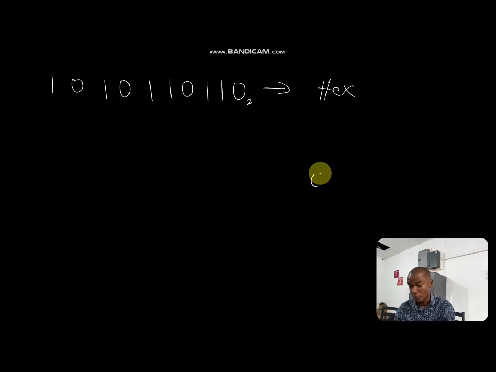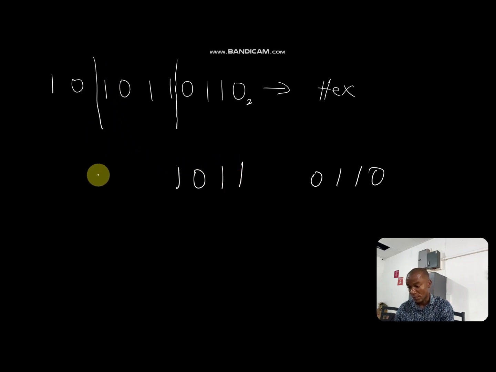So 0 1 1 0. So this is my first group. Then my second group will be 1 2 3 4. So which is 1 0 1 1. Then my last group will be 1 0, and this is in 2 bits. We need 4 bits, so we add 2 zeros from behind so that we get our 4 bits.